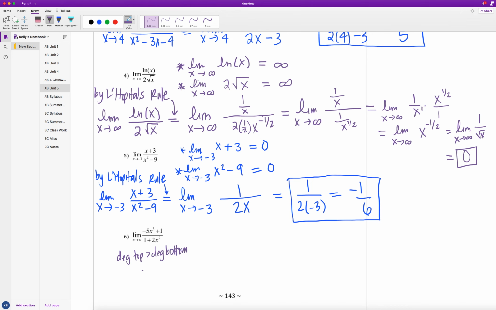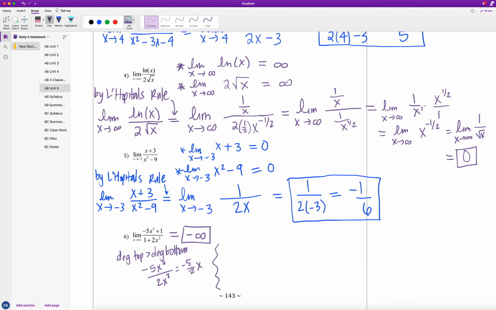Now my leading terms are negative 5x cubed over 2x squared, and that would leave me with negative 5x over 2 when I reduce it down, and so this limit will be equal to negative infinity using our limits to infinity rules that we had from before.